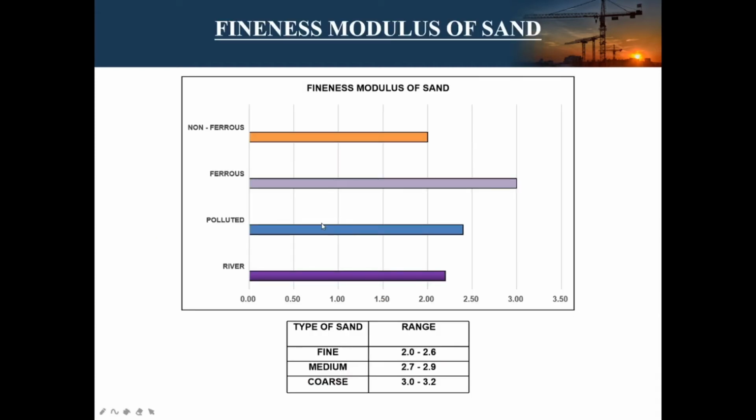The fineness modulus of sand shows that the non-ferrous has 2.0, polluted sand has 2.4, while the river sand has 2.2. So it can be concluded that the non-ferrous, polluted sand, and river sand are fine sand, while the ferrous is coarse sand.